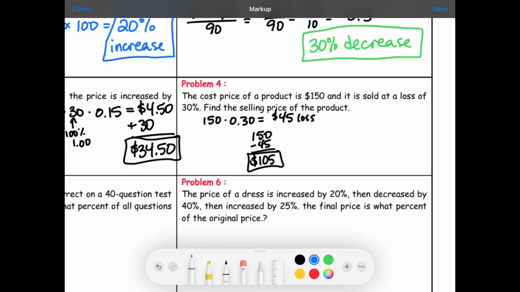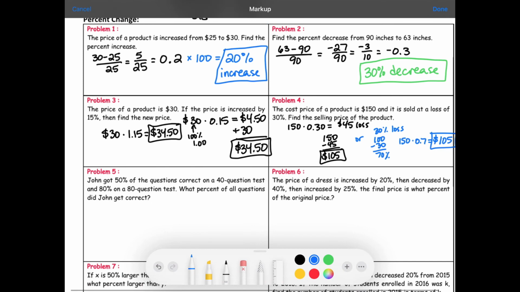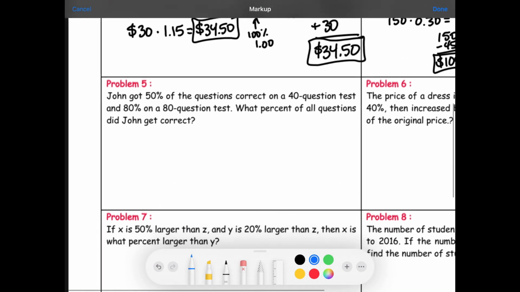Another way you could do that is figure out what cost you're actually paying. So if we're getting 30% off of the 100%, then that would give us 70% of the original cost. So you could just do 0.7 times 150, and that will take you straight to the 105. Hey, either way, either figure out the price you are paying or figure out the percentage you're paying.